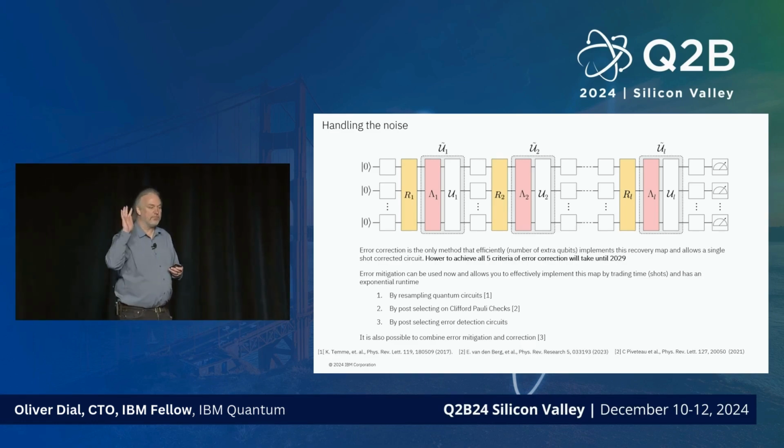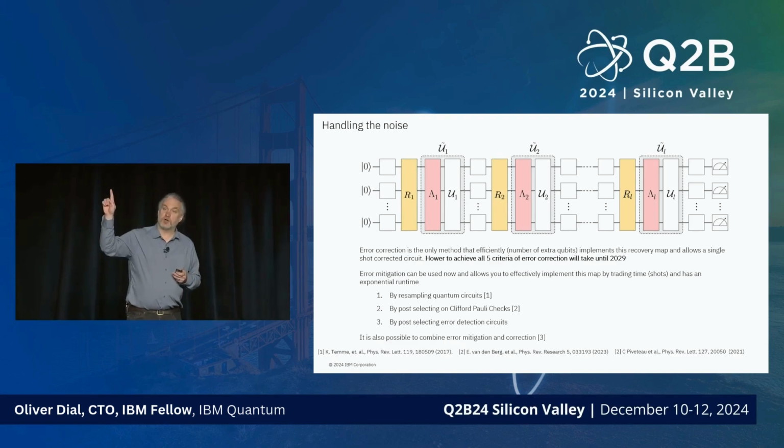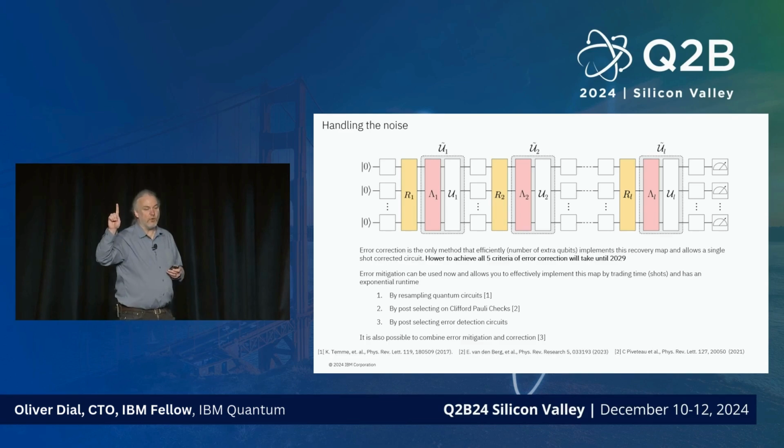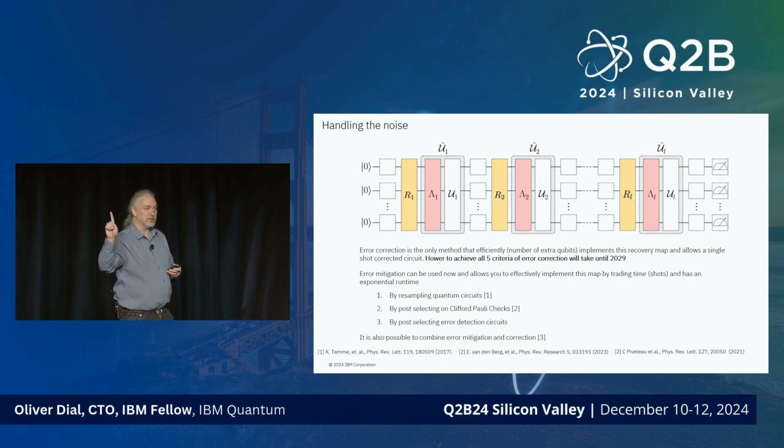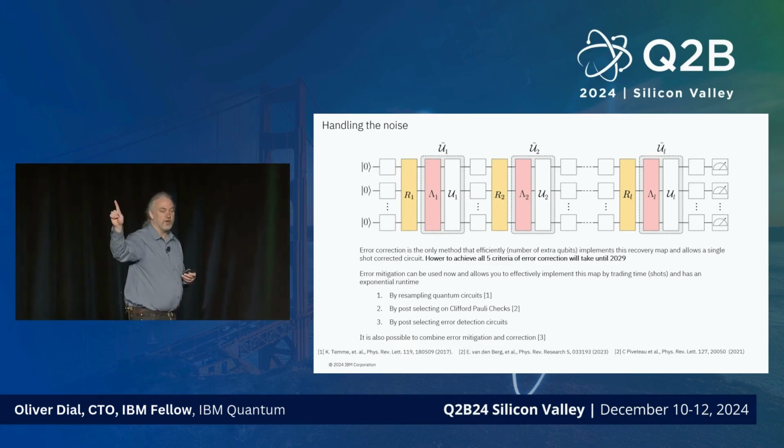So we really have four basic approaches we can follow. First of all, we can use quantum error correction. It's really the only way to correct a single shot of a circuit and give yourself the right answer at the end. I'll be talking about that last in this talk.